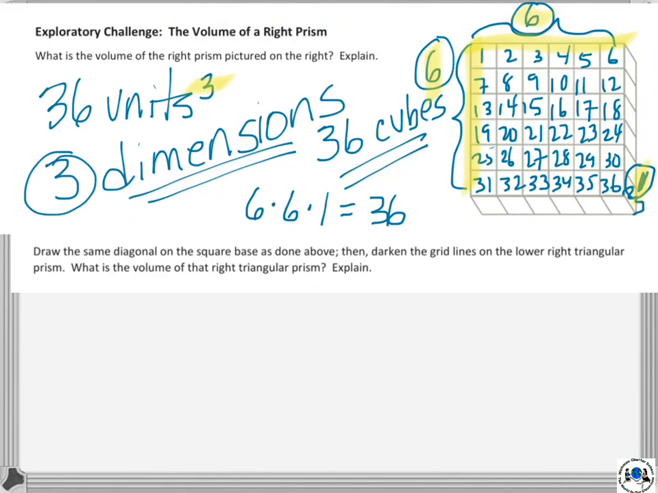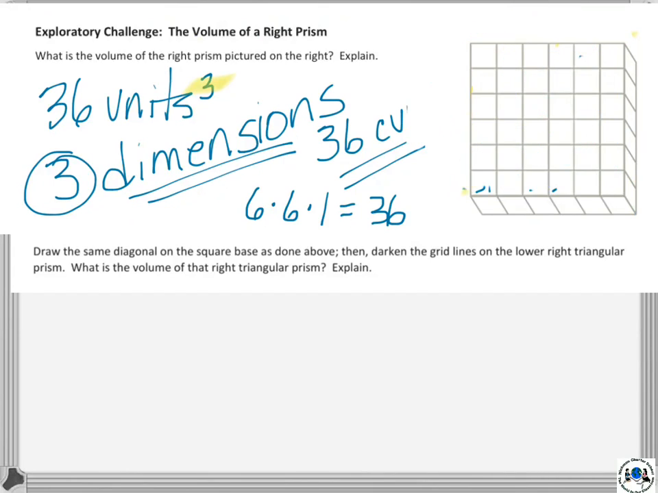Okay, now if we go ahead and draw the same diagonal on the square base as we did before, and then darken in the grid lines on the lower right triangular prism, what is the volume of that right triangular prism? If you can just guess first, I'm sure you'll have a very good idea of what that is going to be. But let's take a look at it and explain it in the meantime.